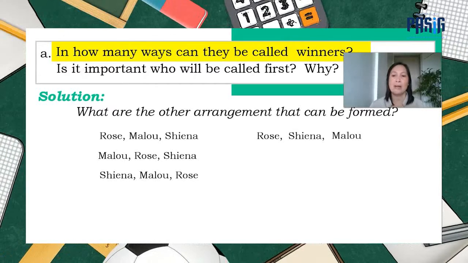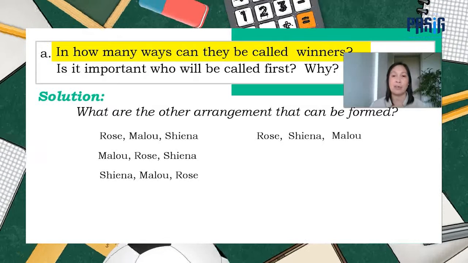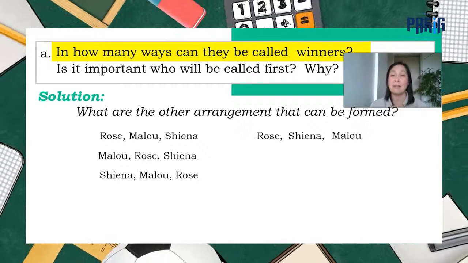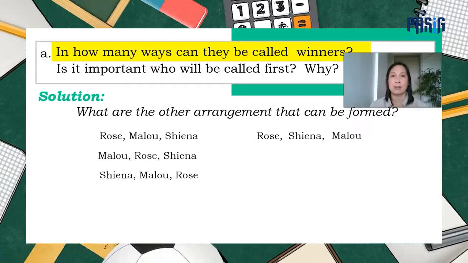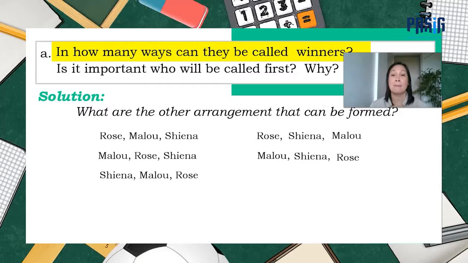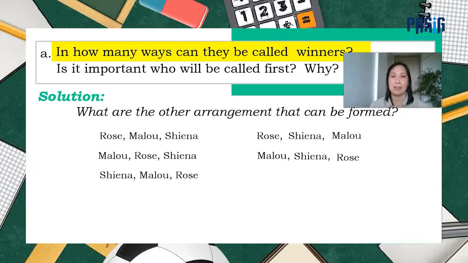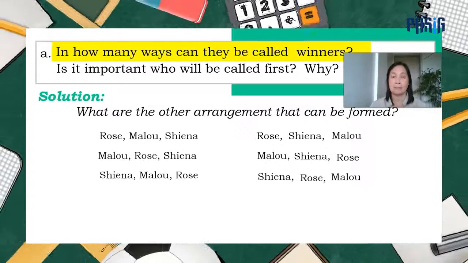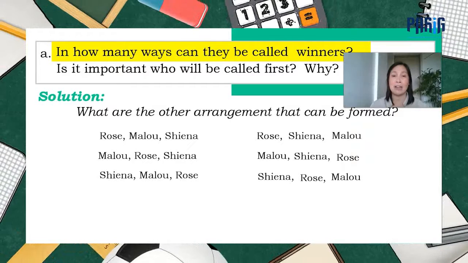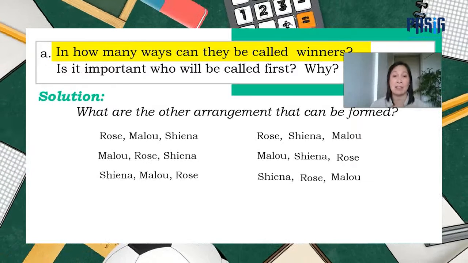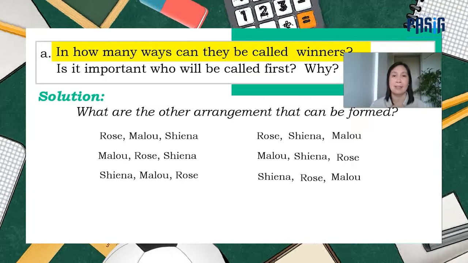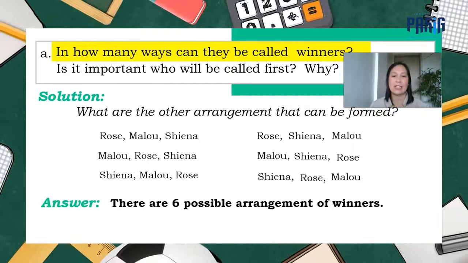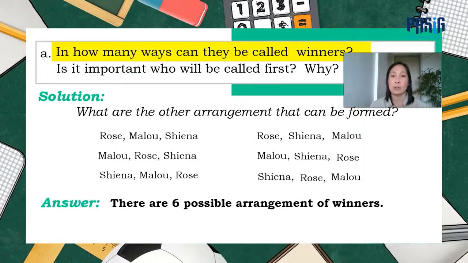Okay, Rose, Sheena, Malu is another possible arrangement wherein Rose won being the third prize, Sheena being the second prize, and Malu being the first prize winner. Malu, Sheena, and Rose is another possible arrangement. Sheena, Rose, Malu is another one. Can you still give another set of arrangement that is different from these 6 arrangements? No more. So what will be our answer? Yes, there are 6 possible arrangements of winners.